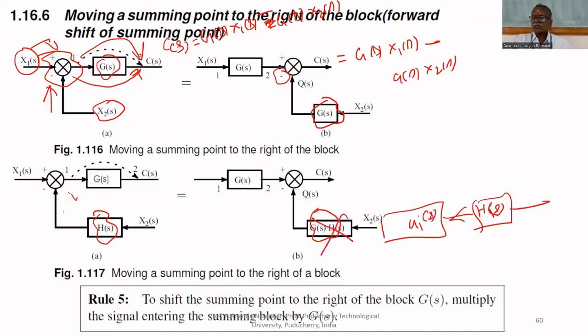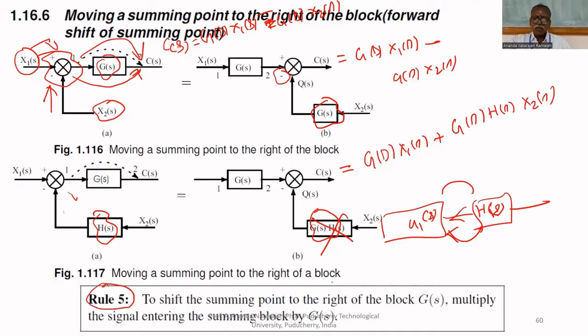Instead of this, in that case, the first rule says what? These two blocks can be multiplied together. That's why we can write G of S, H of S. Then what you will get here, both blocks give the same output: G of S, X1 of S plus G of S, H of S, X2 of S. So both give the same output. Therefore, rule number 5 is to shift the summing point to the right of the block. Multiply the signal entering the summing block by G of S.